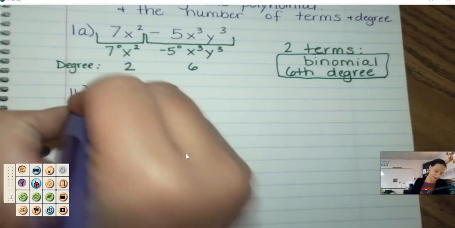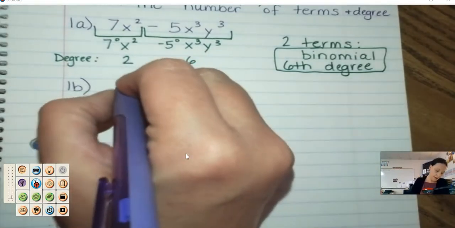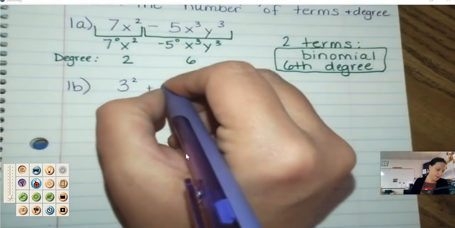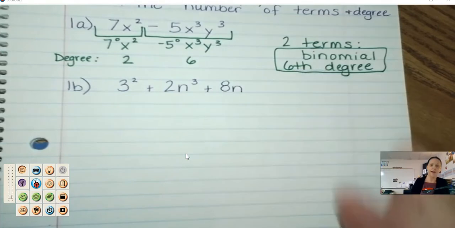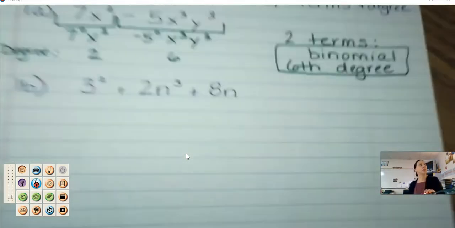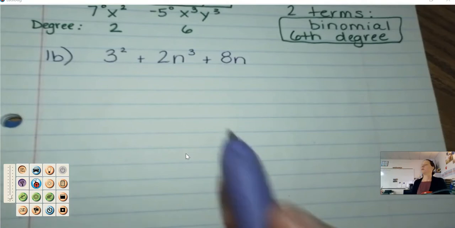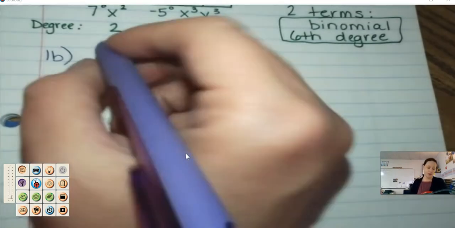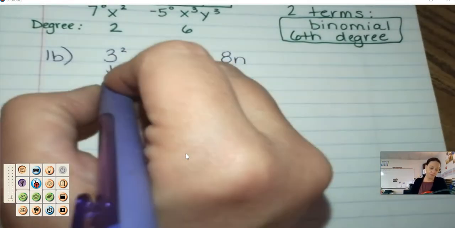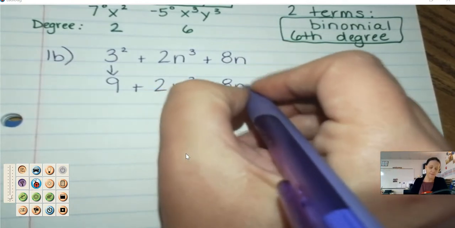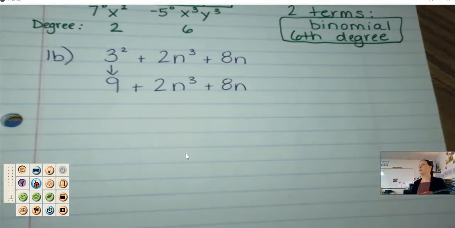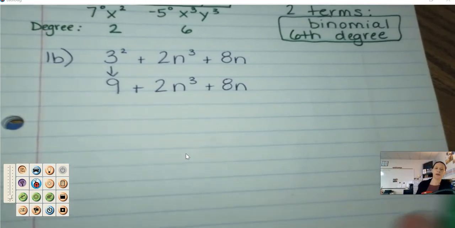Okay, let's try another one like that. 3 squared plus 2n cubed plus 8n. Now this one, they're trying to trick you at the beginning. 3 squared, I need to finish that. That's not actually finished. 3 squared, 3 times 3 is really 9. So go ahead and actually fix that to say 9. 3 squared is 3 times 3. Okay, now I can figure out how many terms, what's it called, and what's the degree.